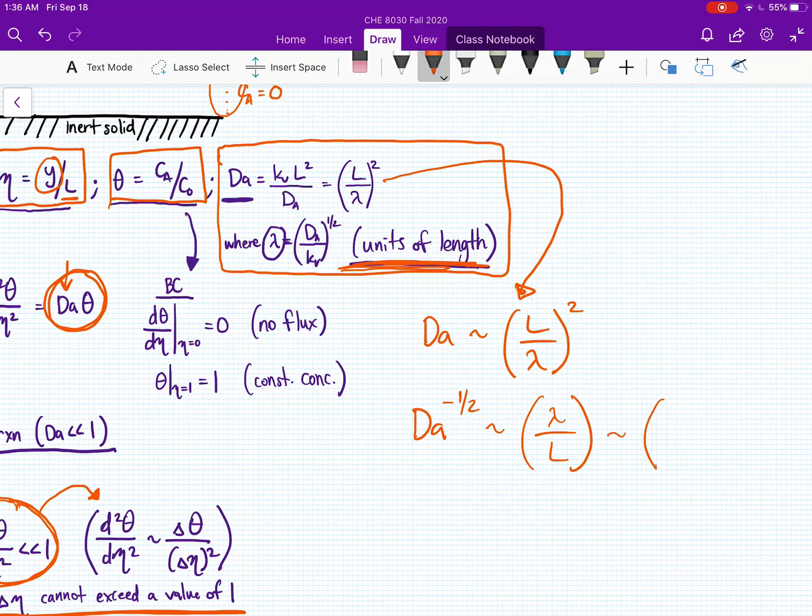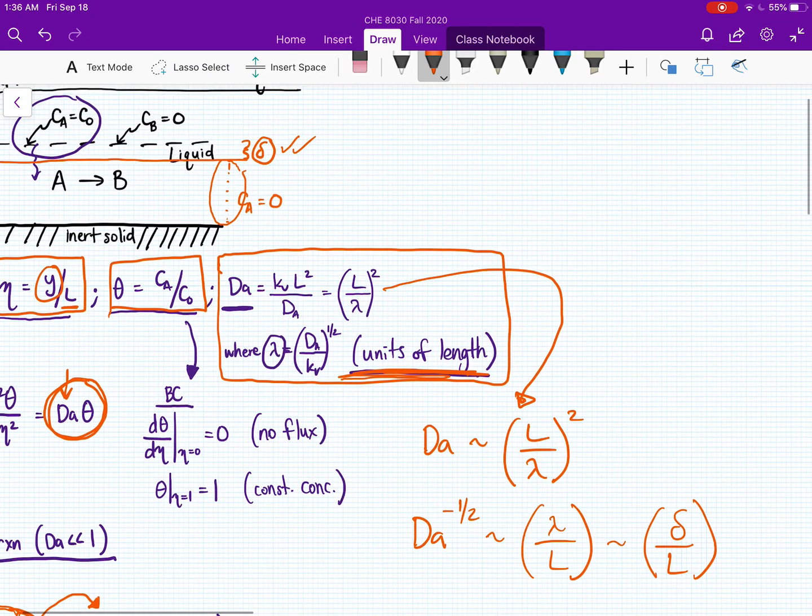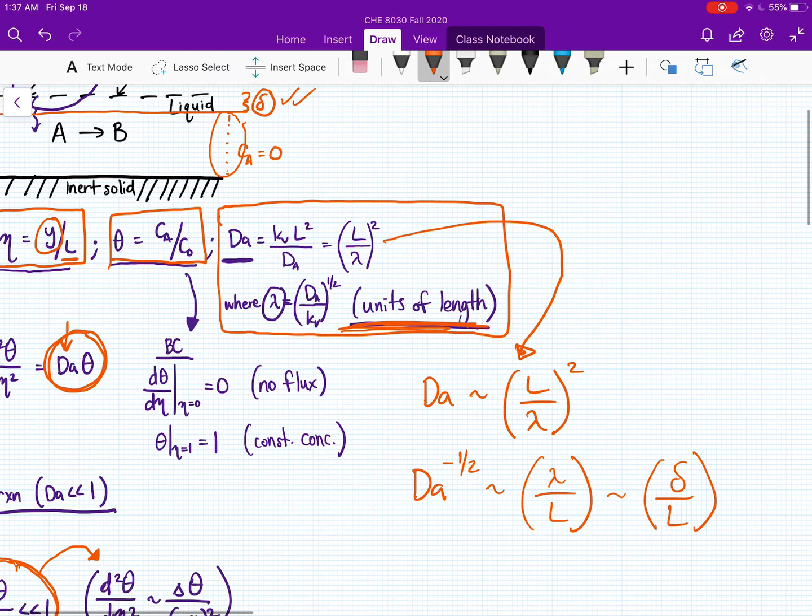Essentially what I'm saying here is that my Damköhler number to the negative 1/2 is on the order of that delta, that depth into which I have some concentration of A, and after which all of my A has been consumed, divided by the thickness of the film.